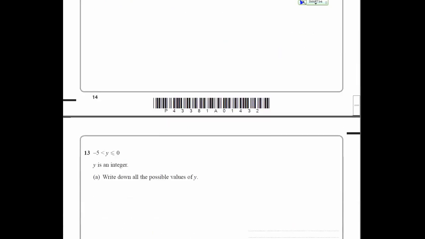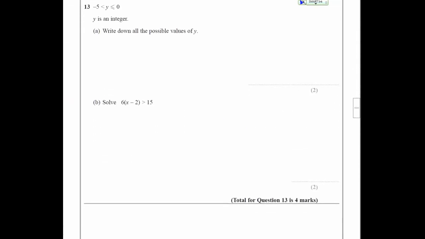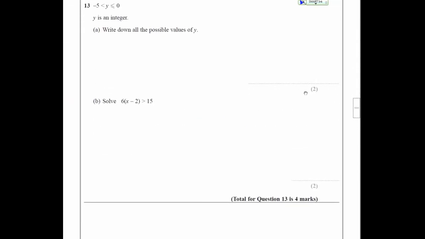Okay, moving on. Question 13. y is an integer, which means it's a whole number. Here's your number line with 0 in the middle, 1, 2, etc. And here is your going backwards, -1, -2, -3, -4, -5, -6, etc. Now y is between 0 and -5. So it's between here.